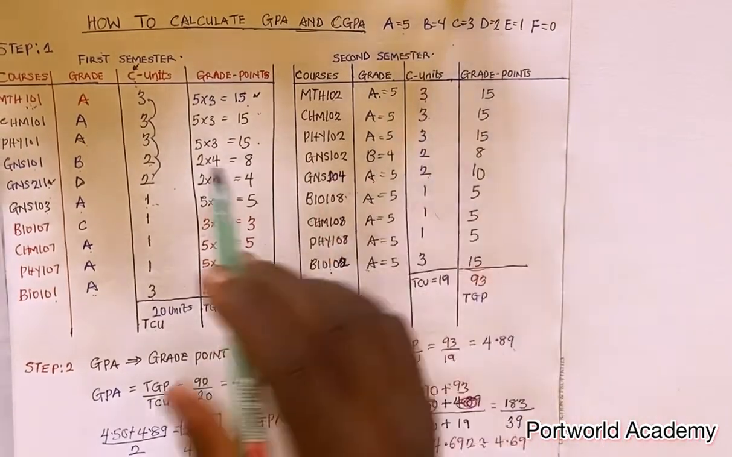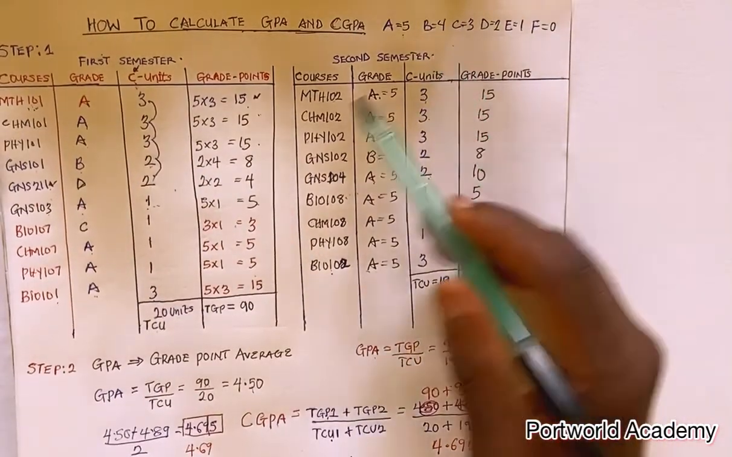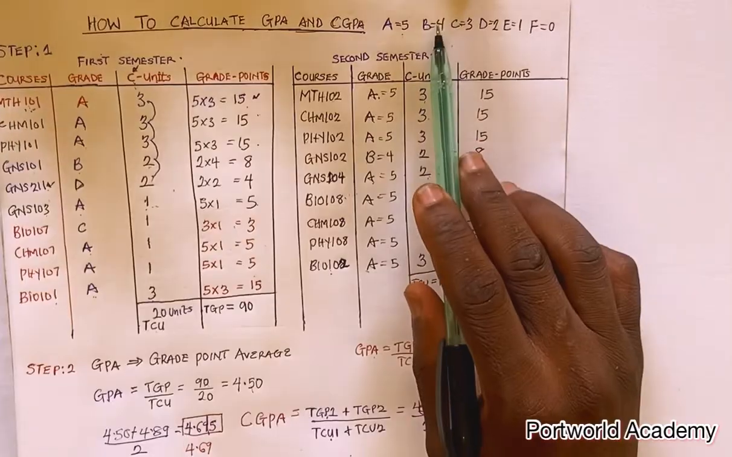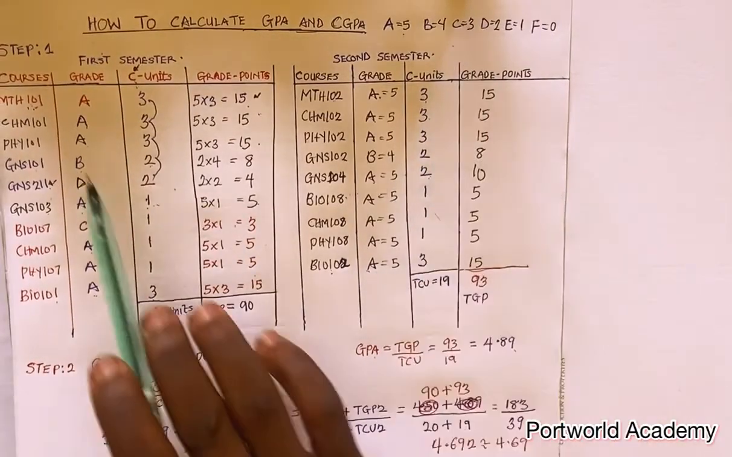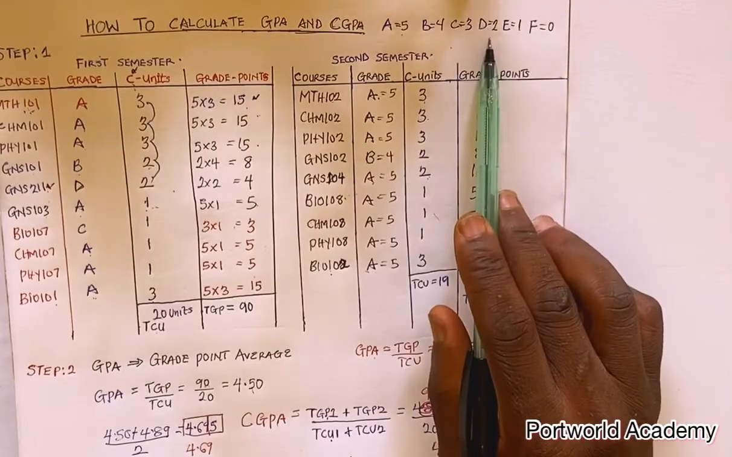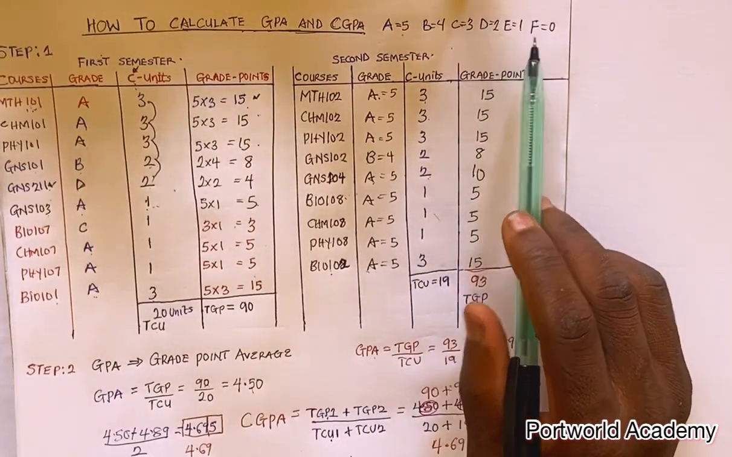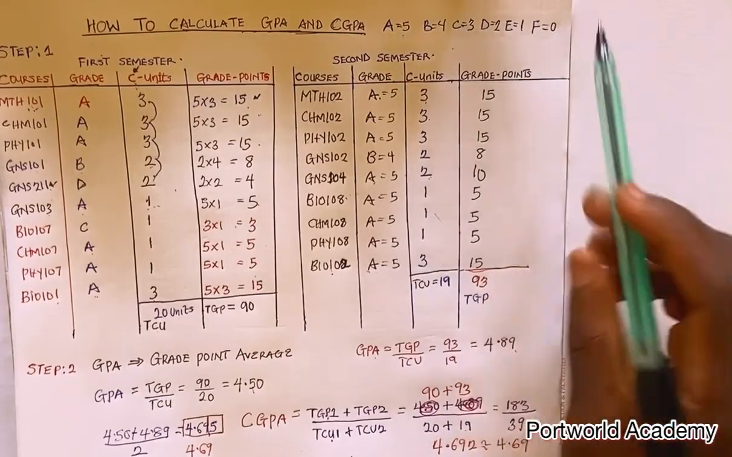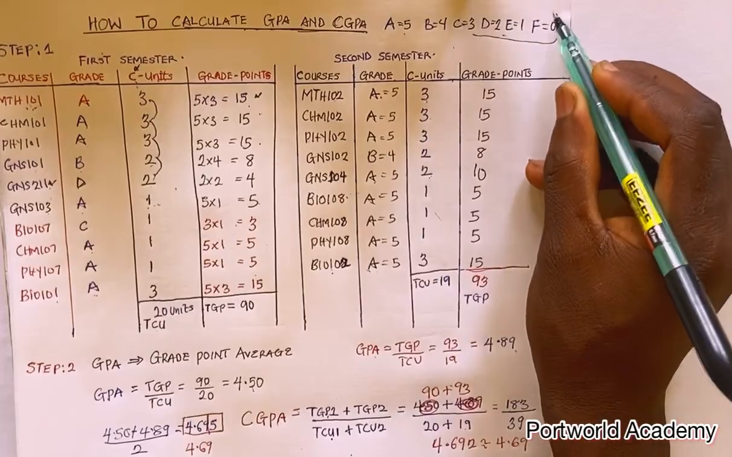If you have all your results, let's say everything here is A, that's 5.0. Let's say you have B all through, that's 4.0. Let's say you have C all through, that's 3.0. Let's say you have D all through, that's 2.0. Let's say it is E all through, that's 1.0. And F will never be your portion, none of this will be your portion.